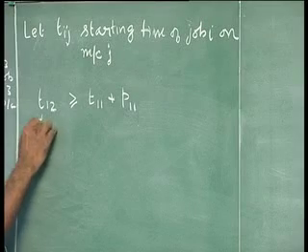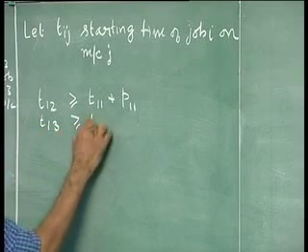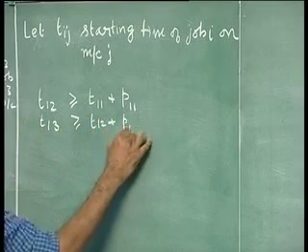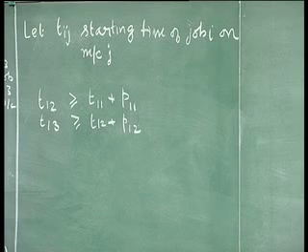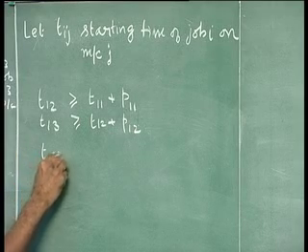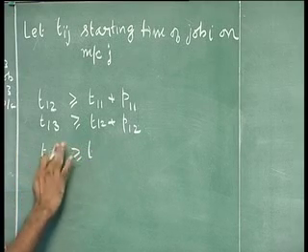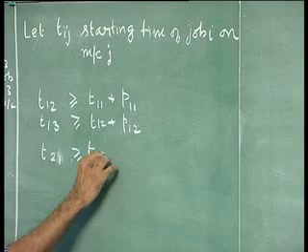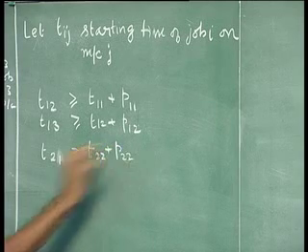Similarly, T13 is greater than or equal to T12 plus P12 is again a very straightforward constraint. As far as this job is concerned, T22 is greater than or equal, or sorry, T21 is greater than or equal to T22 plus P22. That is the only thing I have.